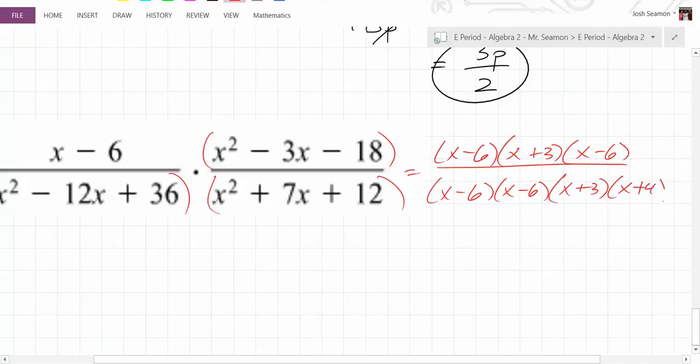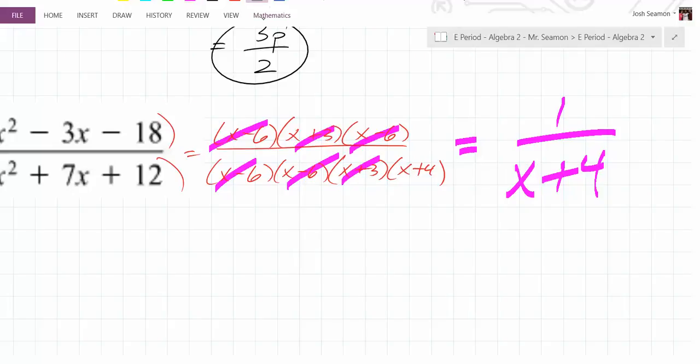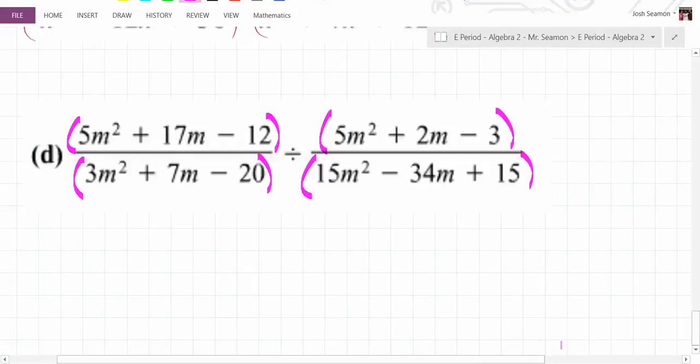Excellent. Now, do things cancel? Absolutely, they cancel. So you get x minus 6, x plus 3, x minus 6. What's the only thing you're left with? So it's going to equal 1 over x plus 4. Very good. Each of you factor your one.